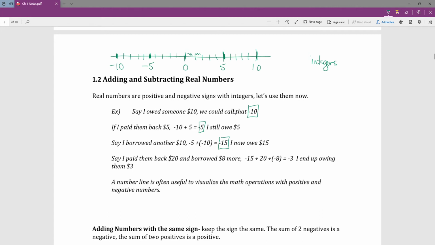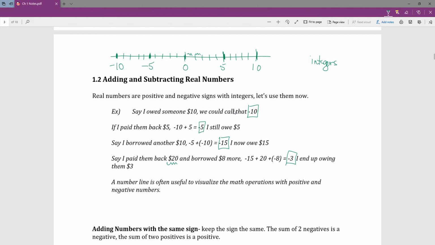And when this is money, it makes a whole lot more sense to us. So say I realize I'm bumming money off you all the time for lunch and I'm going to pay you back $20. Oh, but I'm going to borrow 8 more. So listing it all out, you can see how you can start to add and subtract these real numbers, and I end up owing you $3. So a number line's often useful to visualize these. I've already drawn one at the top of the page here. And that's what we're going to practice doing with these, adding and subtracting these things on the number line.